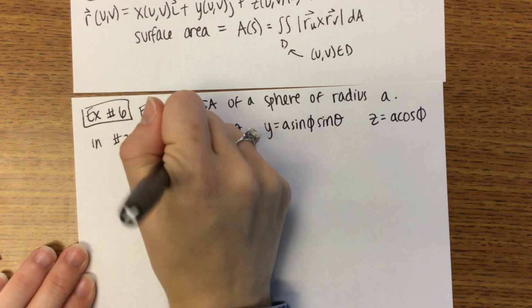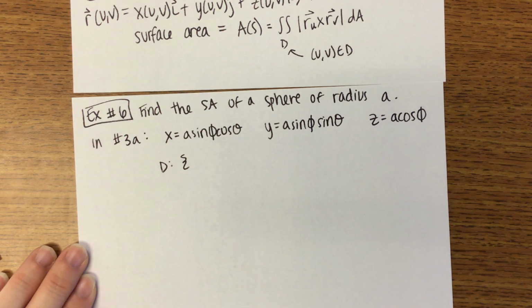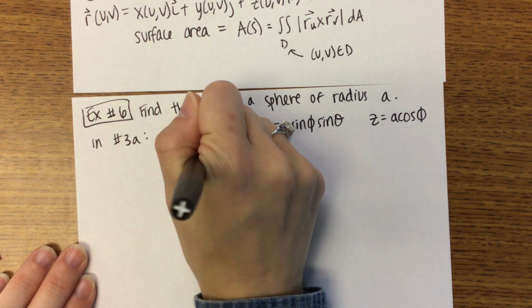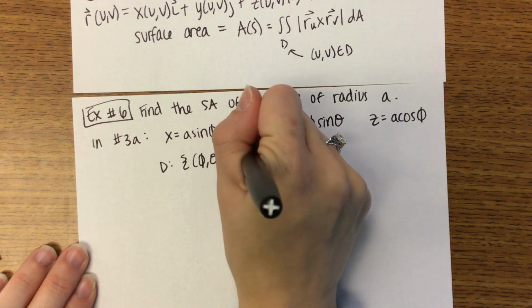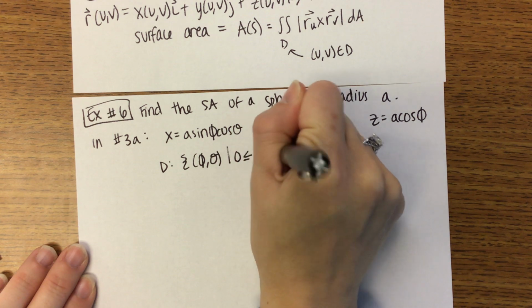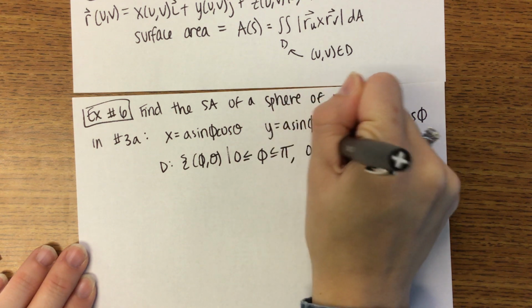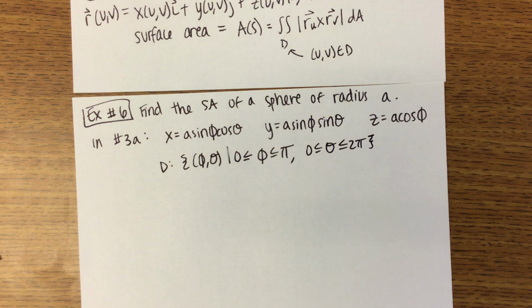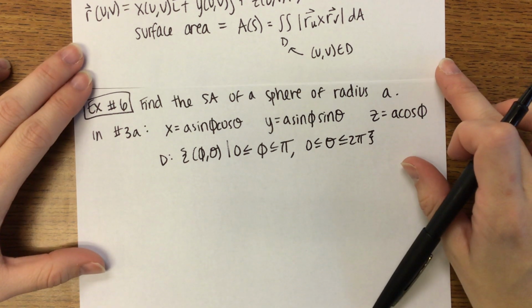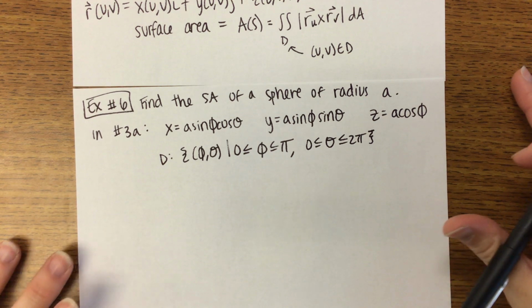We also said how we defined our parameters. So this is the notation. D is all the points phi, theta, where phi was between 0 and pi, and theta was between 0 and 2 pi. Okay. Are we good so far?